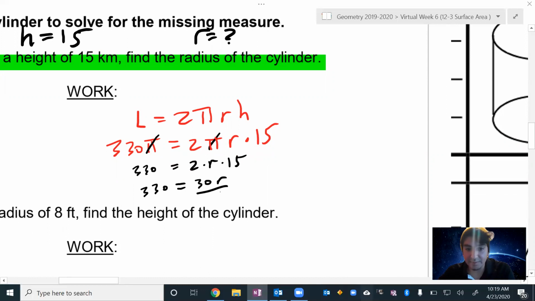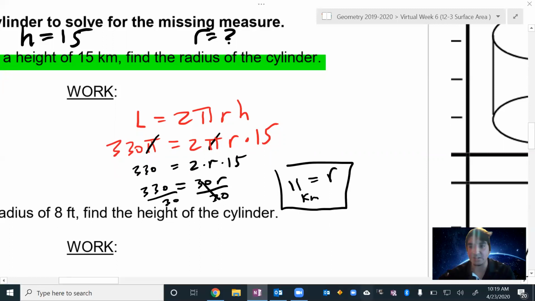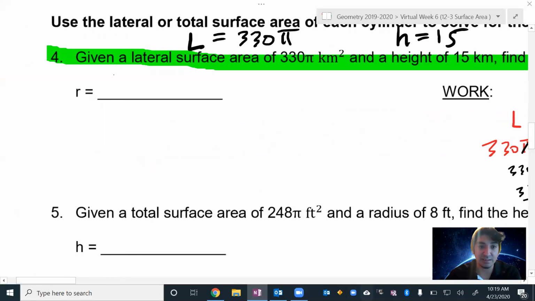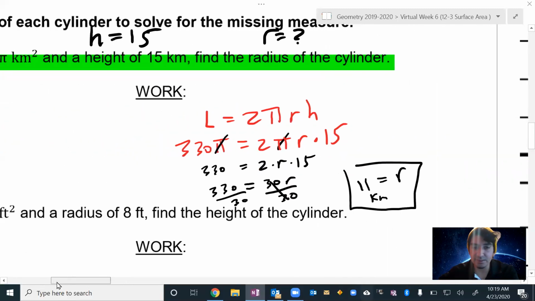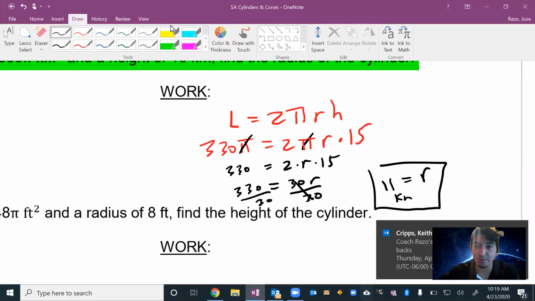Now next step, divide by 30. And so R is equal to 11. Okay, so 11 what? 11 kilometers. Always understand that there are always units involved in your values. So R is equal to 11 in this case, so this will be 11 kilometers. Okay, so that's one of the examples that we have to work with.